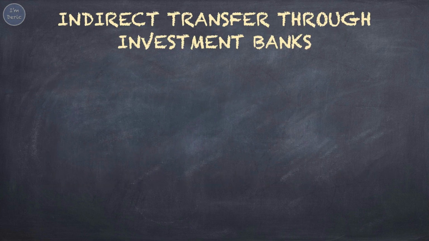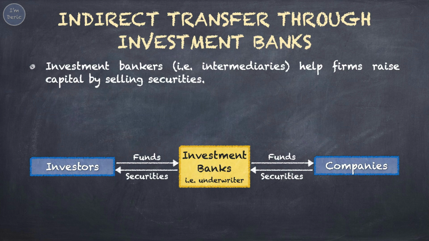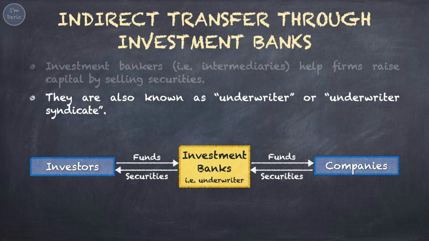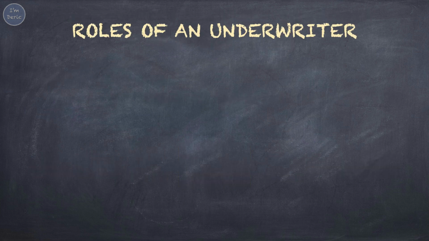During the process of indirect transfer through investment banks, investment bankers, who are the intermediaries, help firms raise capital by selling securities, such as selling shares. Investment bankers are also known as underwriter or underwriter syndicate. The following are the roles of an underwriter.